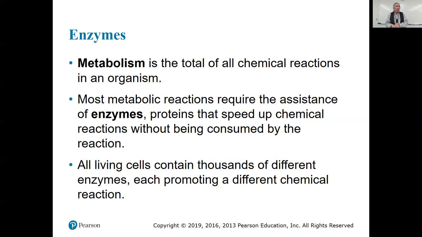in the properties of water lab, that cells are small to make sure that diffusion is fast. Well, reactions have to be fast also. And they just go too slowly to maintain life. So you have to have something to speed them up. And that's what an enzyme does. It speeds up chemical reactions without being used up in the process. So all living things contain thousands of different enzymes, each promoting a different chemical reaction. Enzymes are usually very specific. They catalyze one reaction and that's it.